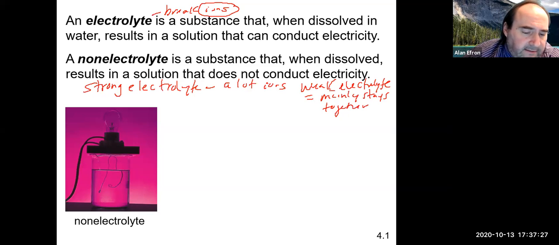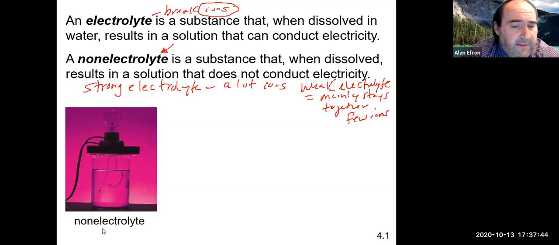But it is still able to produce a few ions, so it's still able to conduct electricity. And then we really have a non-electrolyte, like it says up here on the screen. A non-electrolyte is a substance that, when it does dissolve, will not conduct electricity because it pretty much does not produce any ions. So this non-electrolyte will not conduct electricity.